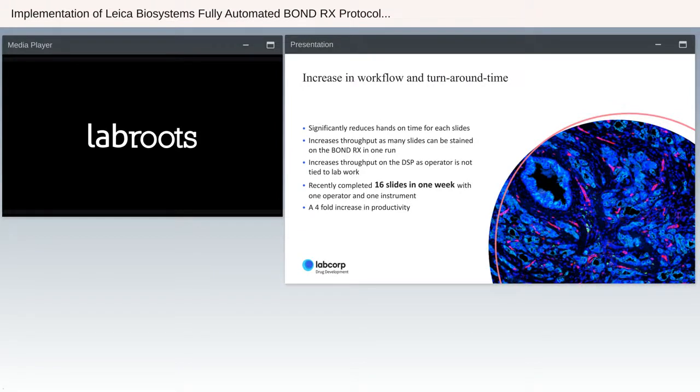So again, in summary, we have an increase in workflow and a decrease in turnaround time. We have significantly reduced the hands-on time for each slide. We have increased throughput, as many slides can be stained on the Bond RX in one run. And this increases the throughput on the DSP as the operator is not tied to the bench lab work. We recently completed 16 slides in 1 week with 1 operator and 1 instrument. So as you can tell, a 4-fold increase in productivity and ability to turn these assays around becomes much more beneficial.